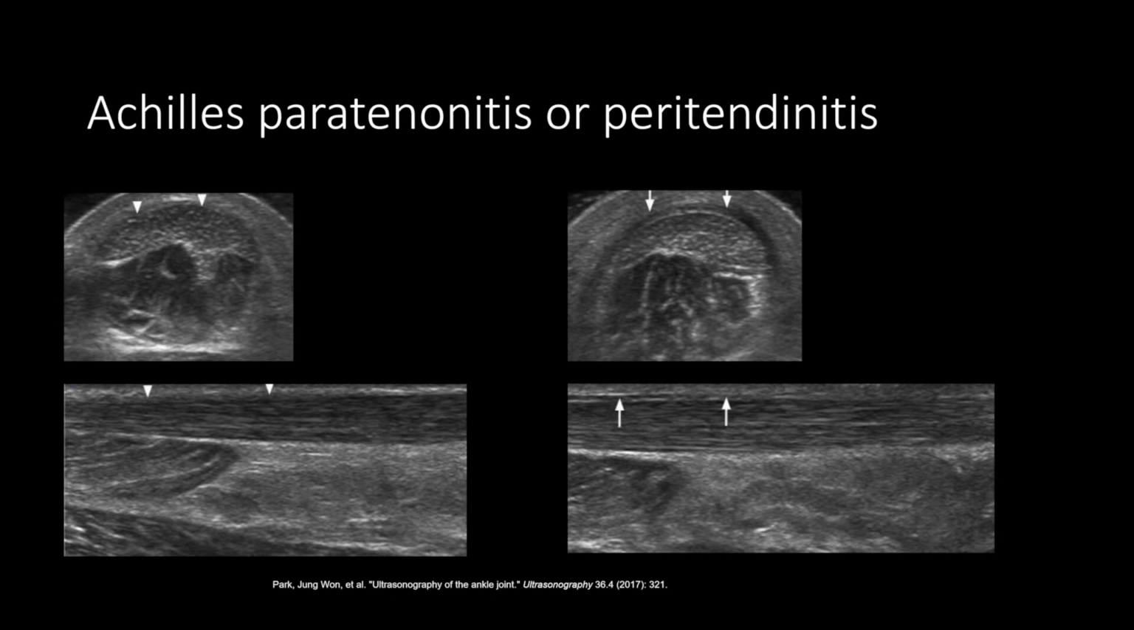The Achilles tendon does not have a tendon sheath, so it technically cannot have tendinitis. When you see fluid, you can refer to it as peritendinitis. The left image is a short and long axis view of a normal Achilles tendon. The right are short and long axis views of an Achilles tendon with hypoechoic and thickened peritenon around the Achilles tendon.